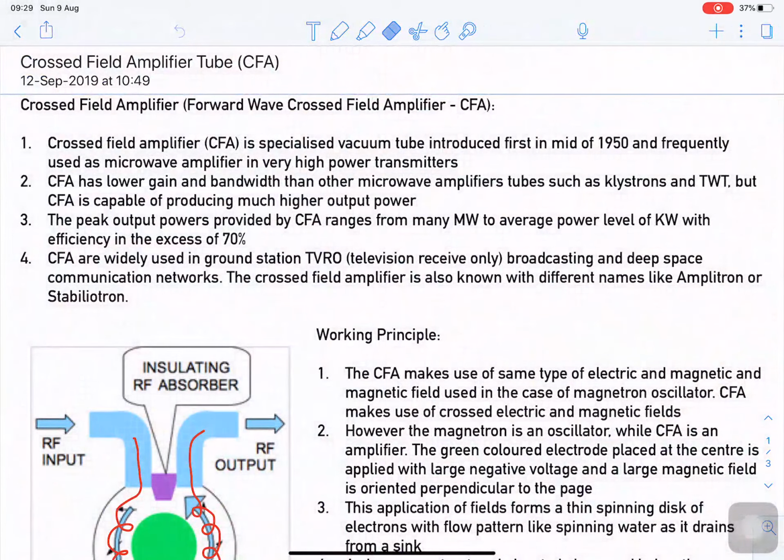Now here already the notes are available, and this is the discussion and the theory for cross field amplifier. The cross field amplifier tube is sometimes also known as forward wave cross field amplifier. Okay, so cross field amplifier is also known as a forward wave cross field amplifier tube. It is again a kind of a tube, right?